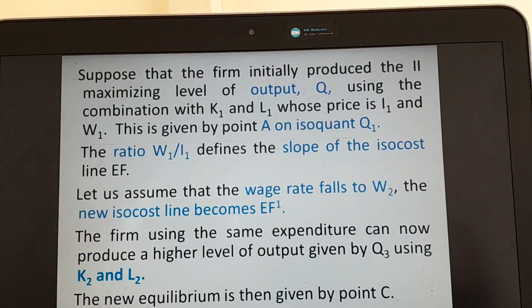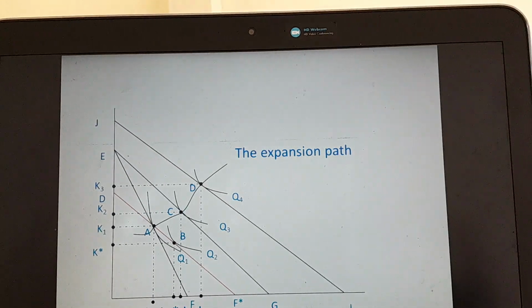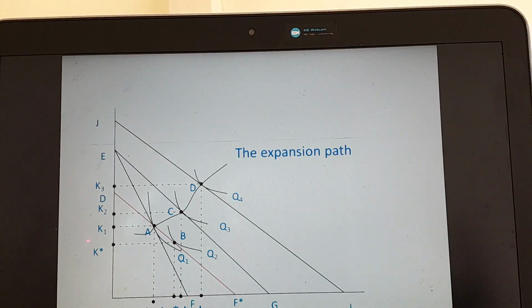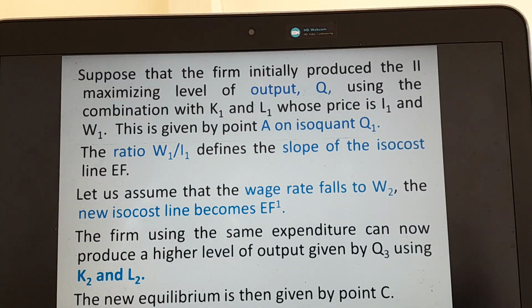Kanaaf achirratti produce godhaanna using the combination with K1 and L1. K1 is here and L1 is here. Combining these two inputs, the firm produces at point A, the profit maximizing point, and the slope of the ISO cost line EF is defined by the ratio W1 over I1. Let's assume that the wage rate falls to W2.